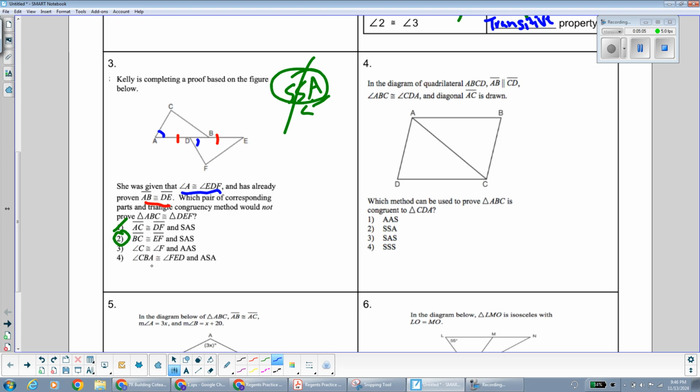If you try out the other one, so like for example, angle C and angle F, AAS, it works. And if you try out the last one, it should work as well.